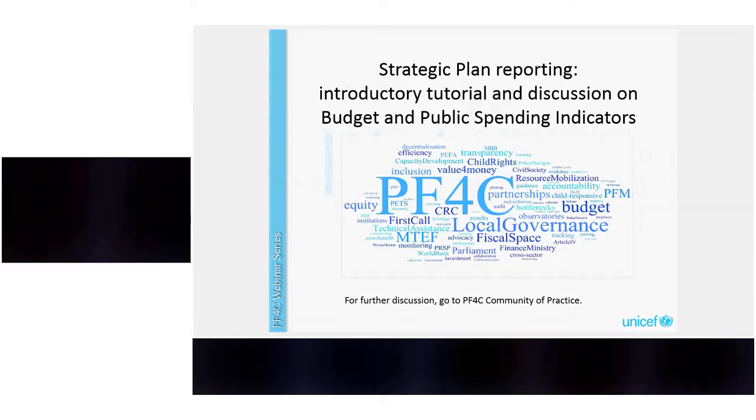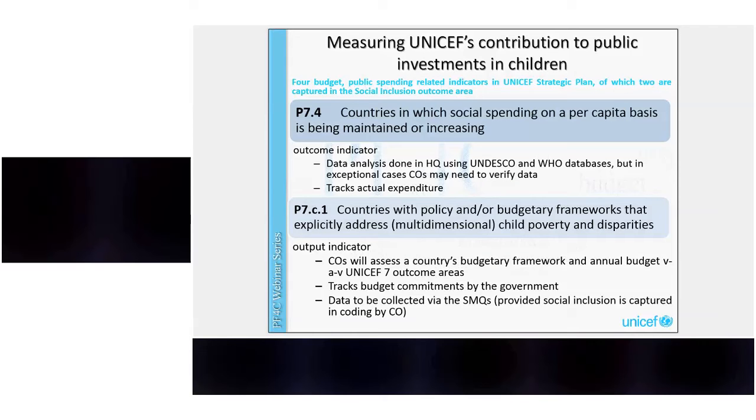This PowerPoint is going to explain in more detail 2 of the 4 budget-related indicators in the strategic plan. Now, there are 4 budget or public spending related indicators, but 2 of these are captured under social inclusion, and they're the 2 I'm going to be focusing on.